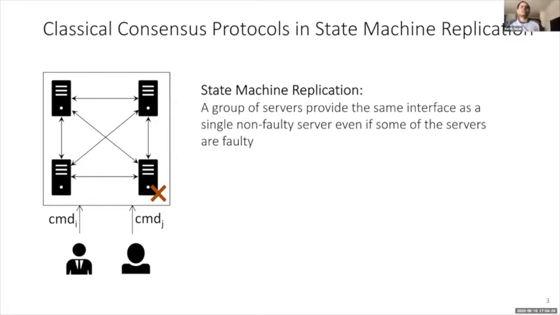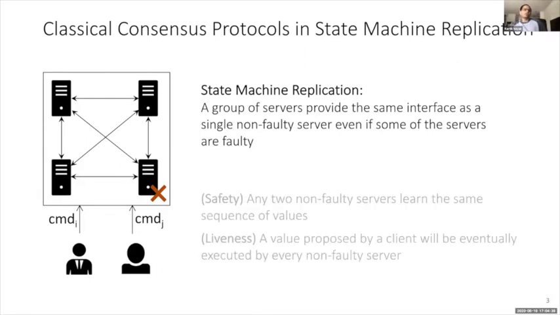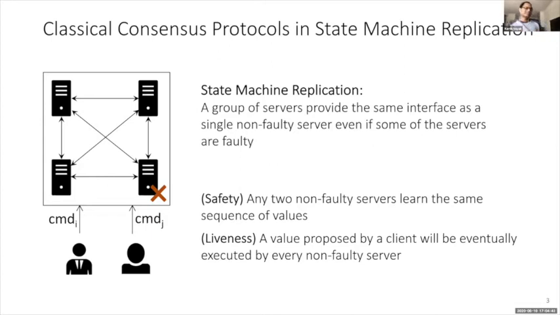For example, the server to the bottom right over here is faulty. It can be a crash fault or it can behave arbitrarily. Yet the non-faulty servers, together, should provide the clients with the same interface as that of a single non-faulty server. To be more specific, we require two guarantees to hold. The first guarantee is a safety guarantee which says nothing bad should happen. Essentially, it says any two non-faulty servers agree on the same sequence of commands.